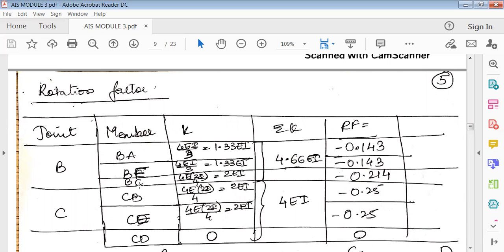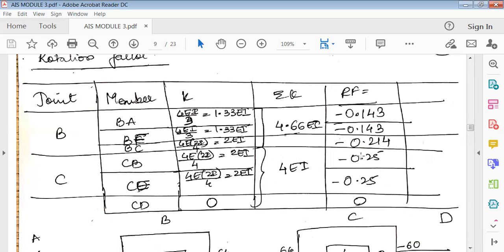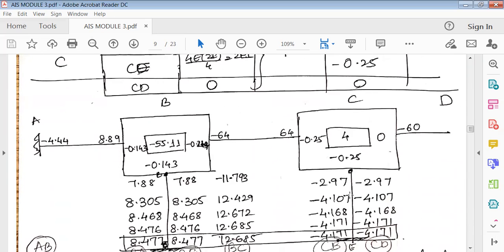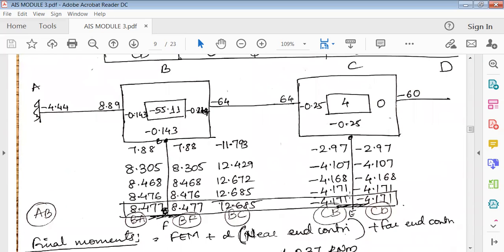So BA, BF, BC. Okay. Then similarly, find out these. Once you find the rotation factor, now this is important. Now how to solve this is important. Now you have to draw this as it looks like the frame only. So A, highlight this B and C, then keep this joint D overhang, then show here extra.